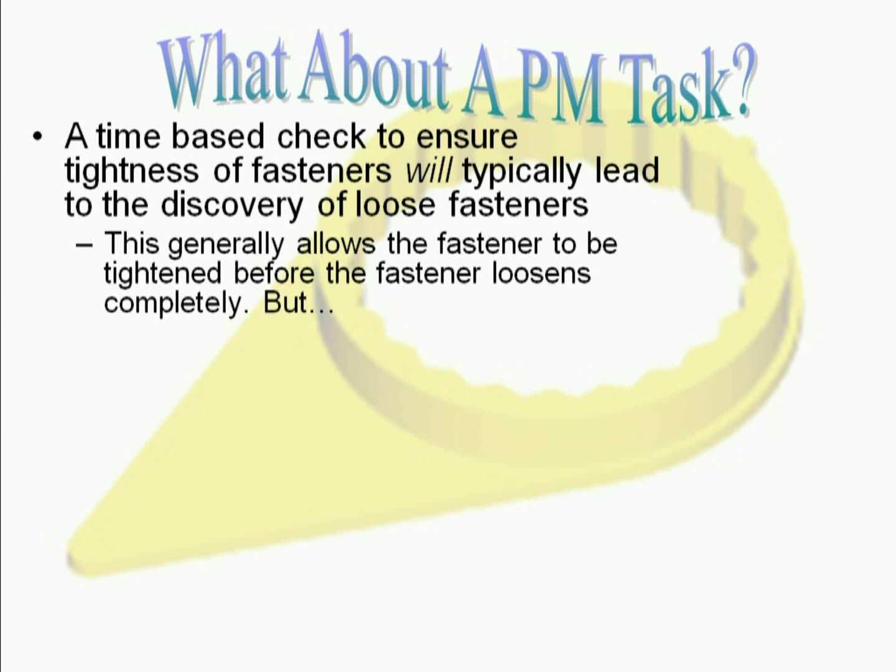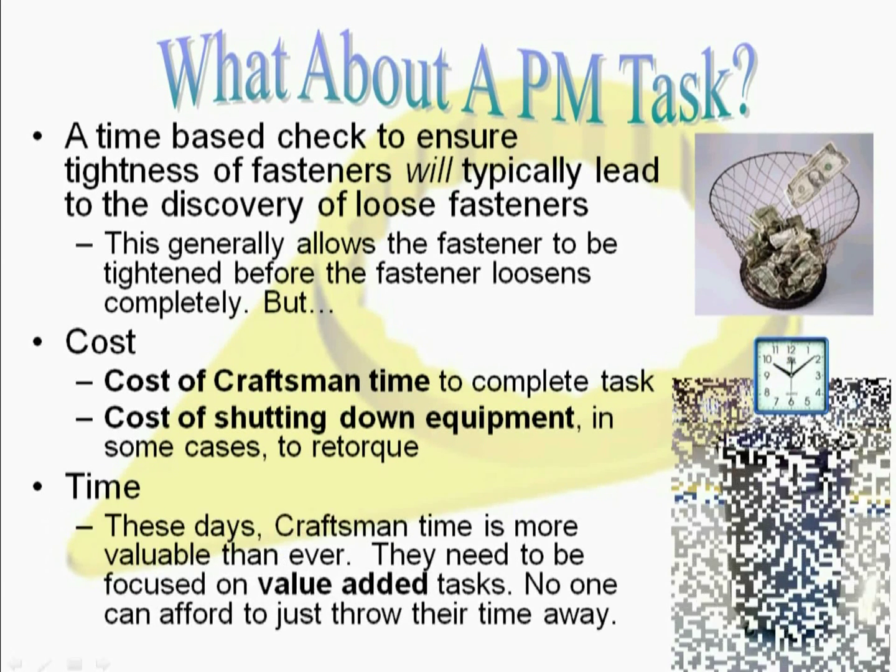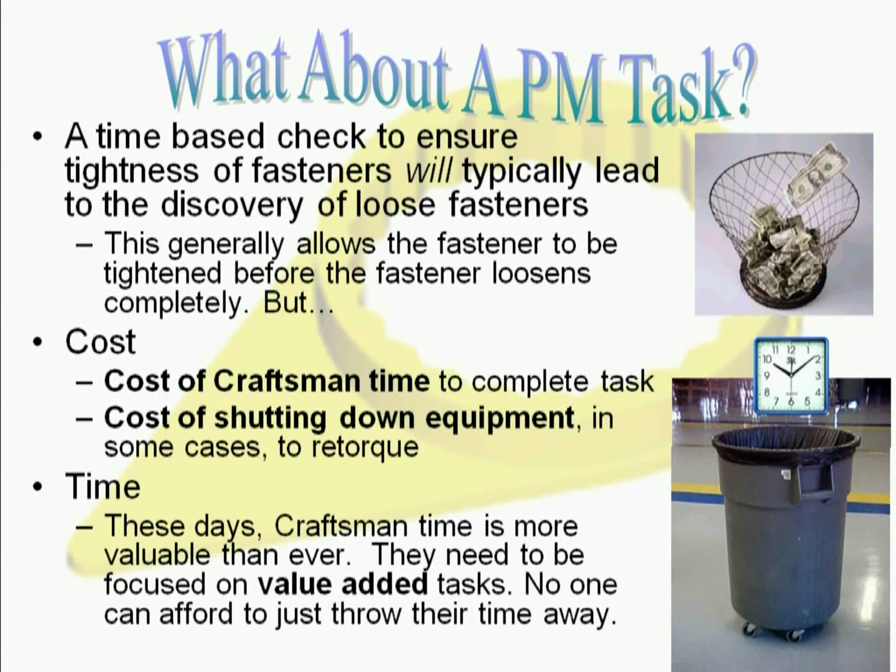A PM is basically just a time-based check to ensure the tightness of fasteners, and this will typically lead to the discovery of loose fasteners. That will typically allow the fastener to be tightened before the fastener loosens completely, but you have to think of a few things. What about cost? Cost of craftsman time to complete the task, and cost of shutting down the equipment, in some cases, to retorque. What about time? These days, your craftsman time is more valuable than ever. They have got to be focused on value-added tasks. No one can afford to just throw their time away.